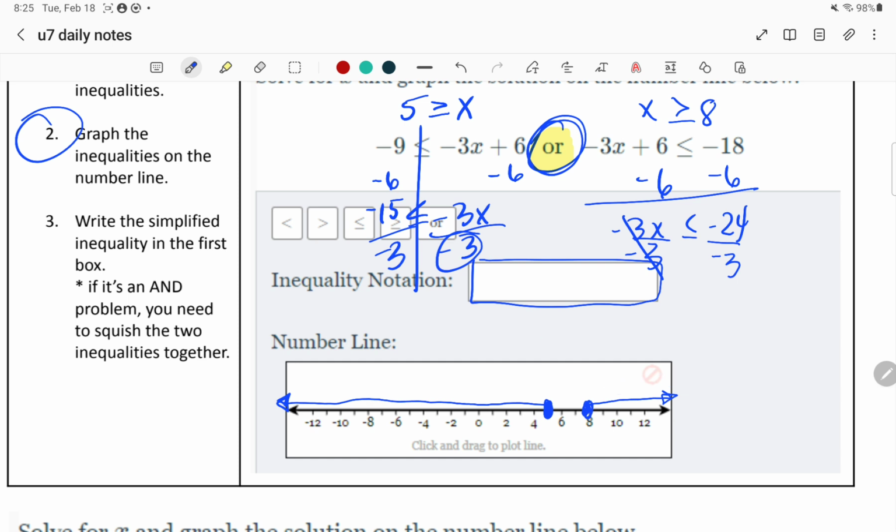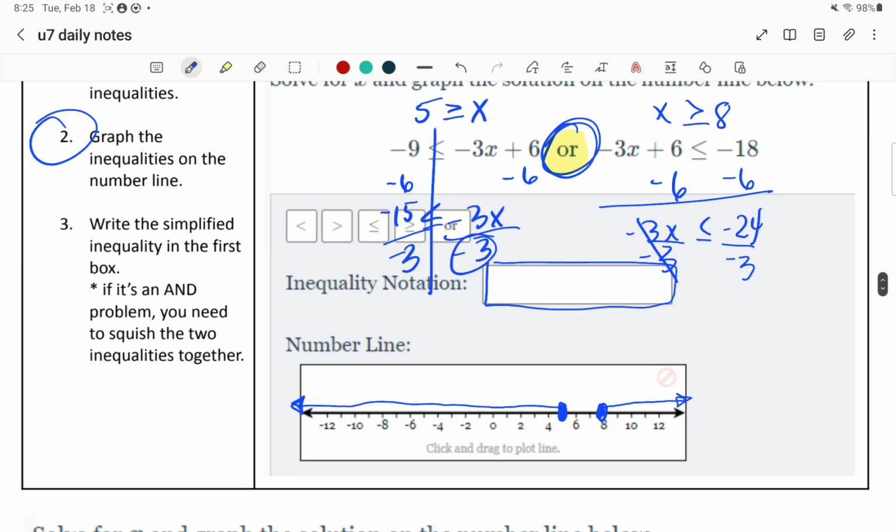And if I have 2 pieces, I have to write my inequality notation box as 2 pieces. And it ends up being kind of simple because it's just what we had. But I'm going to put an or in the middle. That's going to split up my one piece with my other one. Wrong sign. There we go. Just like that.